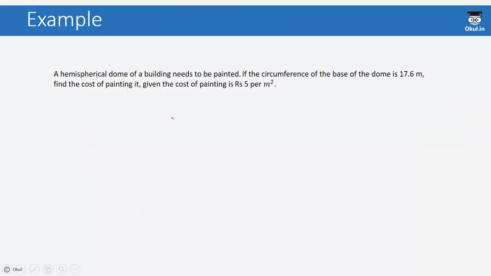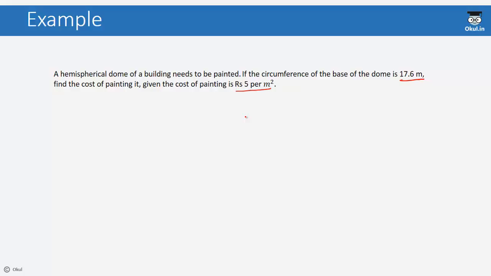The question says a hemispherical dome of a building needs to be painted. If the circumference of the base of the dome is 17.6 meters, we need to find the cost of painting it, given the cost of painting is rupees 5 per meter square. According to the question, we need to calculate the curved surface area of that dome, since the dome is hemispherical and there is no base area added to it.